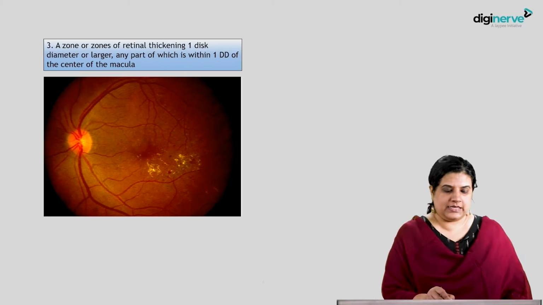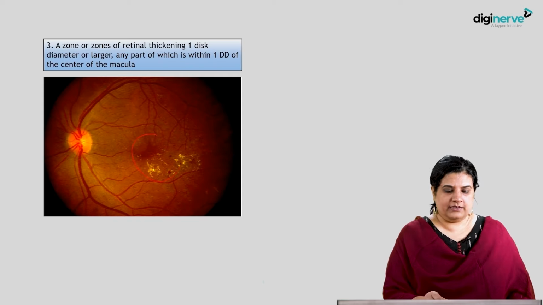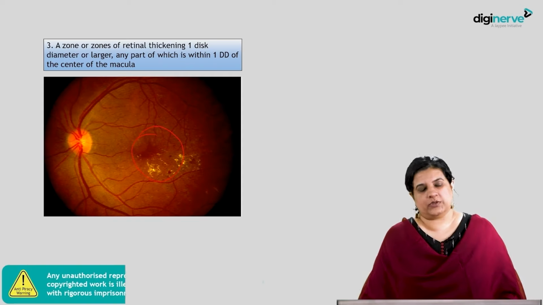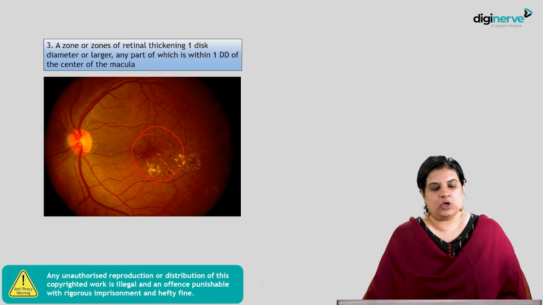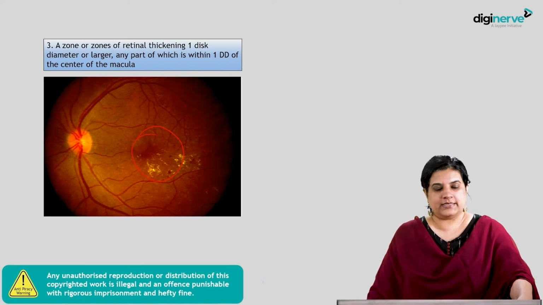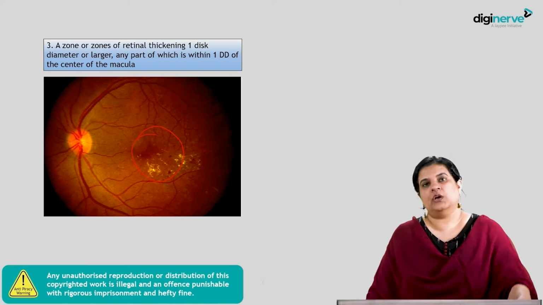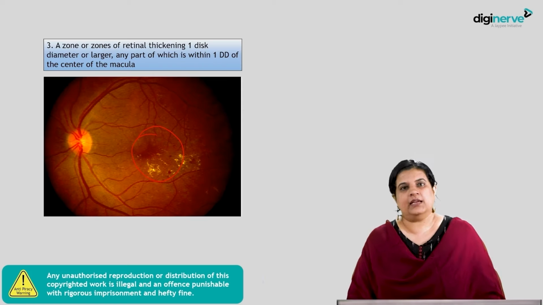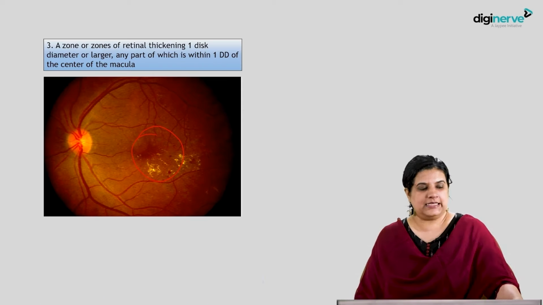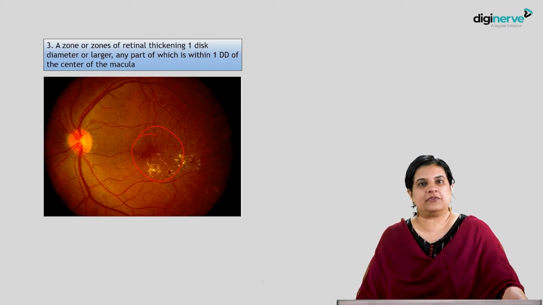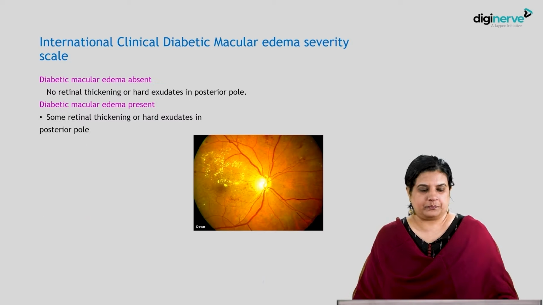So we have this area of retinal thickening as well as hard exudates, as seen in this image, which falls within one disc diameter of the center of the macula. So any of these three are fit for being labeled as CSME, or clinically significant macular edema.